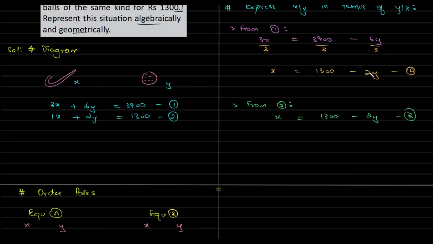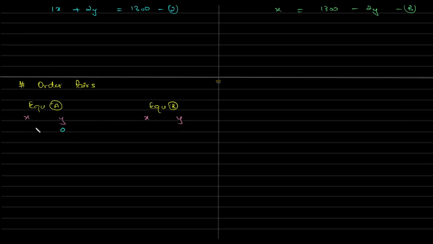So now we're looking at graph, order pairs for plotting, right? We have equation A and we have another equation B. Then we're looking at x and y, x and y. So now we have to figure out x and y value. If I put x value to be 0, y is that. Quite simple.